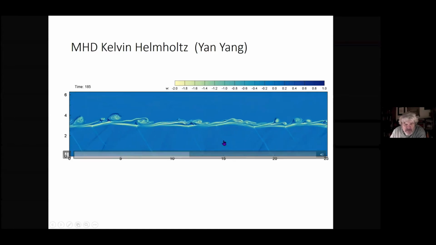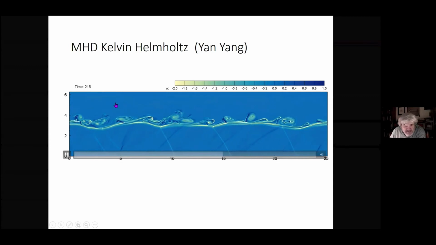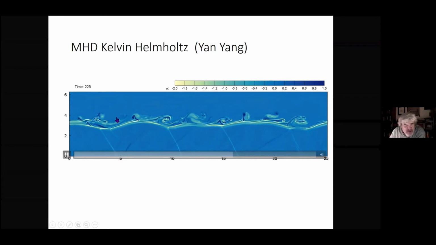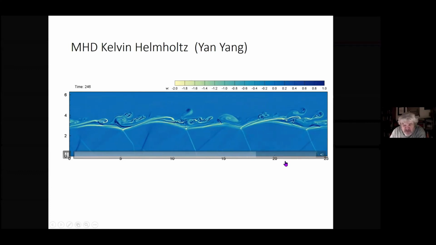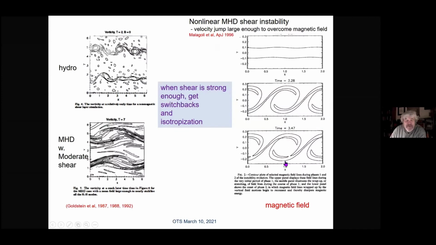Kelvin-Helmholtz-like roll-ups. So you can imagine what you would see if you had a lot of these, and also you can imagine what you would see if you were a spacecraft passing through them. So let's move on and just look at the history of this a little bit.